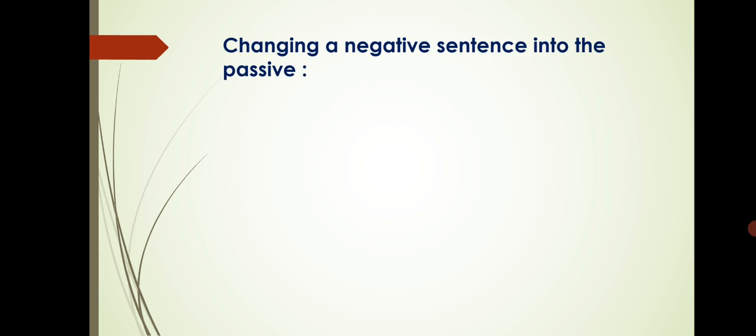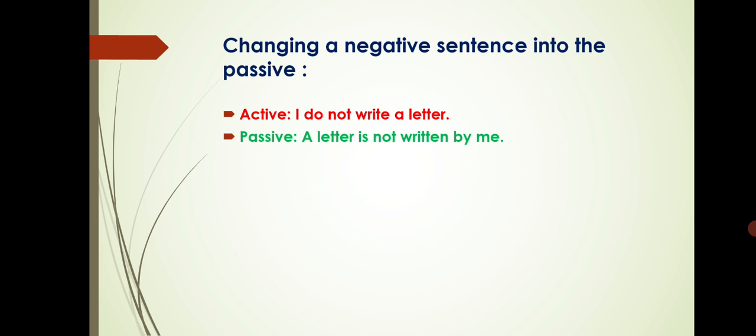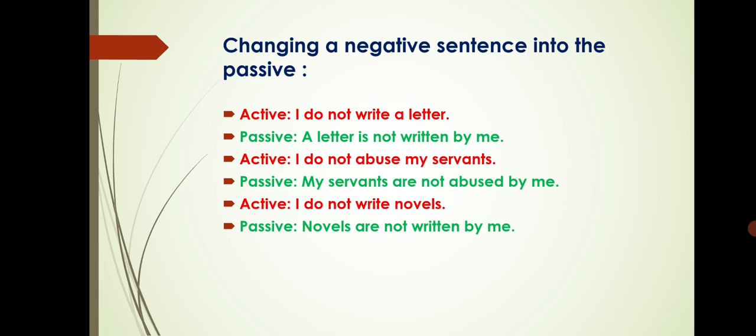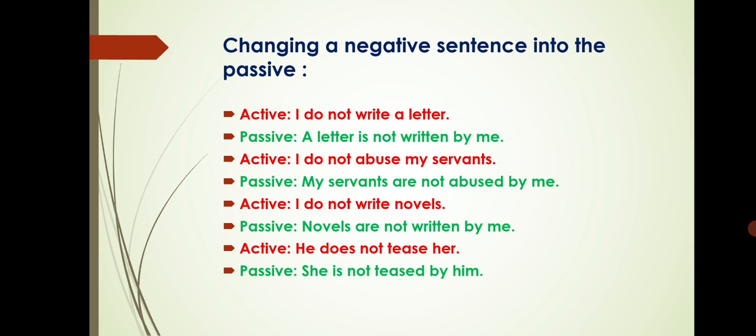Now we will see changing a negative sentence into the passive sentence through the examples given. First, active sentence: I do not write a letter. Passive sentence: A letter is not written by me. Active sentence: I do not abuse my servants. Passive sentence: My servants are not abused by me. Active sentence: I do not write novels. Passive sentence: Novels are not written by me. Active sentence: He does not tease her. Passive sentence: She is not teased by him.